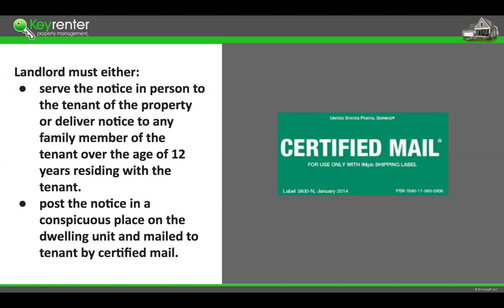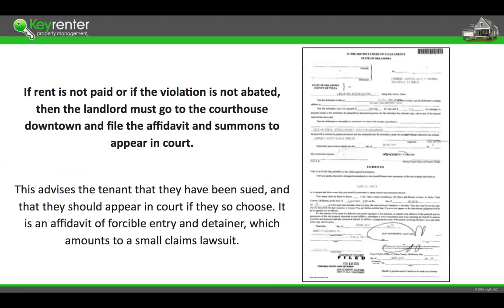So technically certified mail is just the proof that you need when you go into court to show that that piece of paper was mailed. There are other ways to prove that. I won't go into them here, but certainly if you're filing a lot of evictions, there are other ways to do it. So if the rent is not paid with the 5-day pay or quit notice, or if a violation is not abated per your 1015, the landlord has to go down to the courthouse and file the affidavit and summons to appear in court.